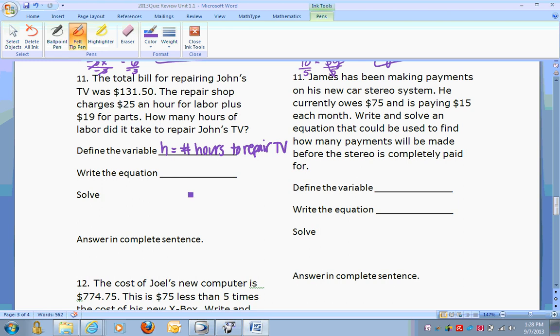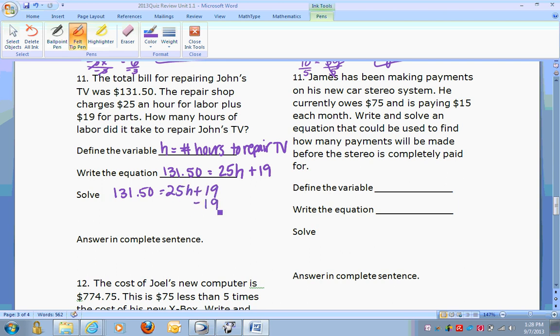Okay, they want us to write an equation. So the total that he spent was $131.50. Okay, but the repair shop charges $25 an hour, so 25 times H, plus the $19 for parts. So we're going to add 19 for the parts. So now all we have to do is solve this equation. So 131.50 equals 25H plus 19.